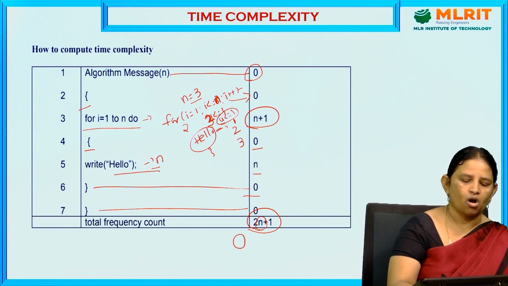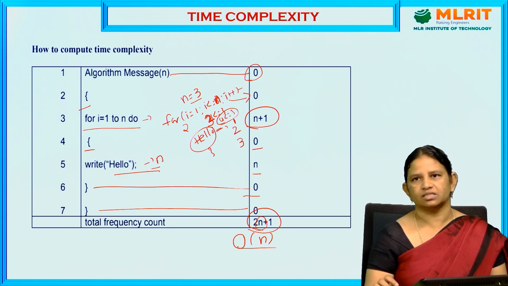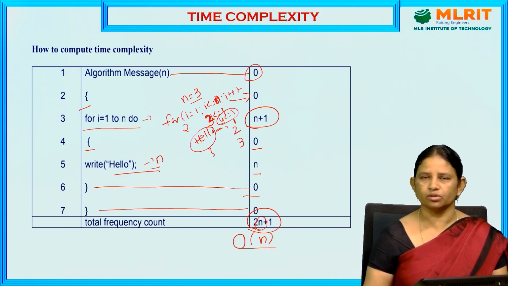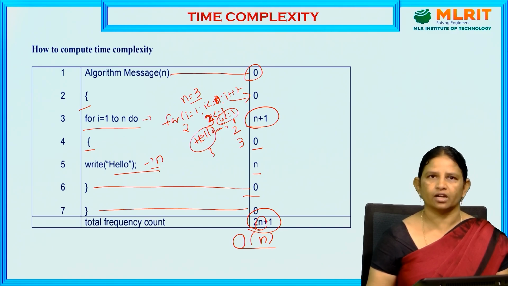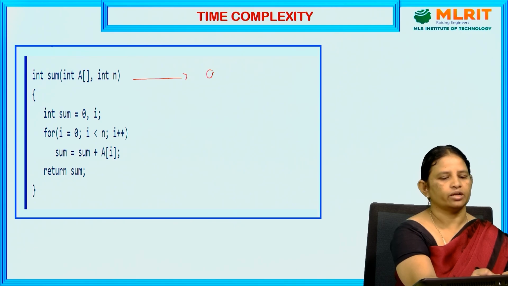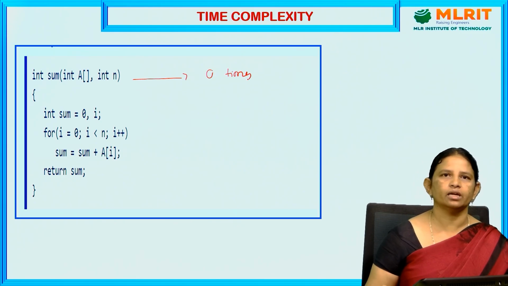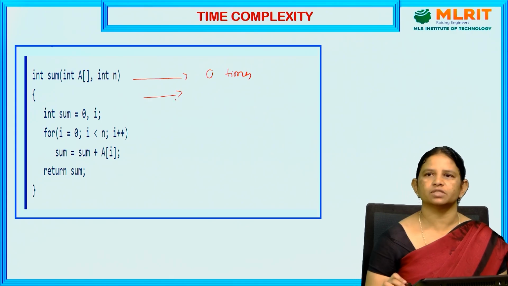Then big O of n is the time complexity of the given statement. Let us look at one more example of how to calculate the time complexity of an algorithm. The first statement is repeated 0 times because we are not taking any initialization. Second one is the opening brace. How many times is it executed?